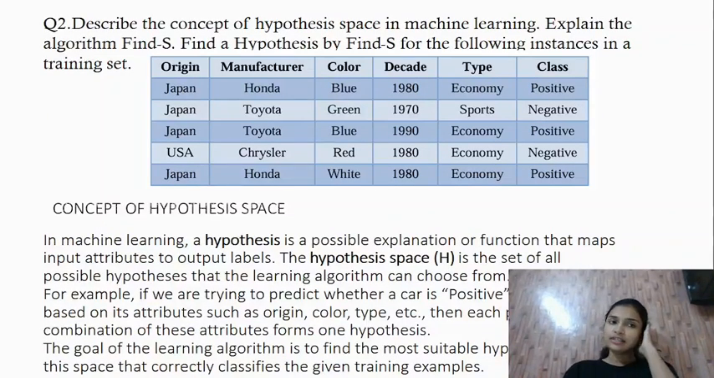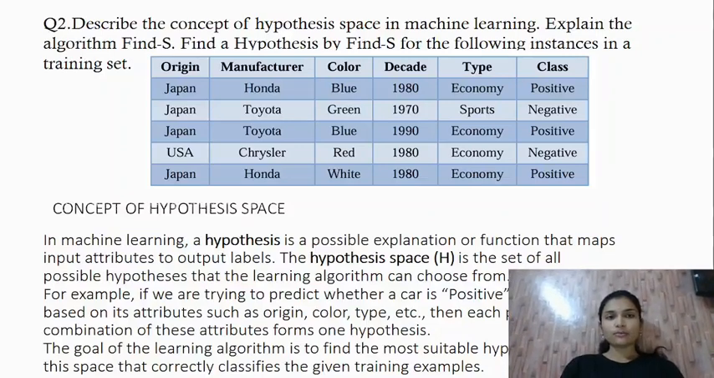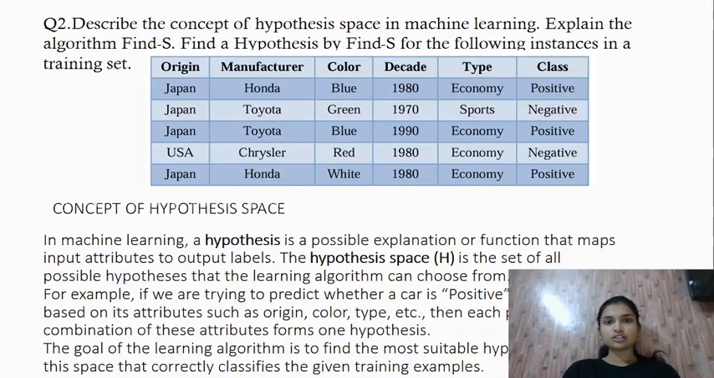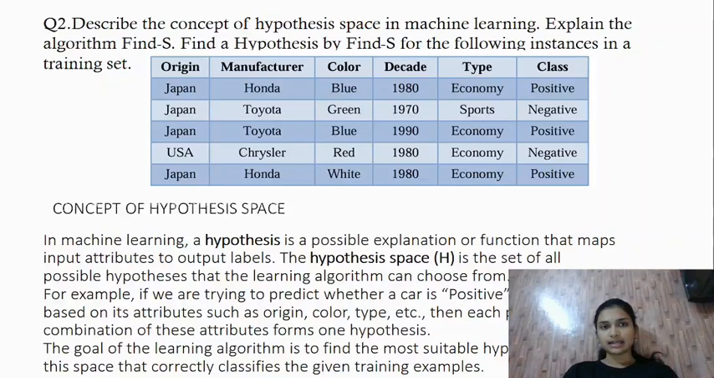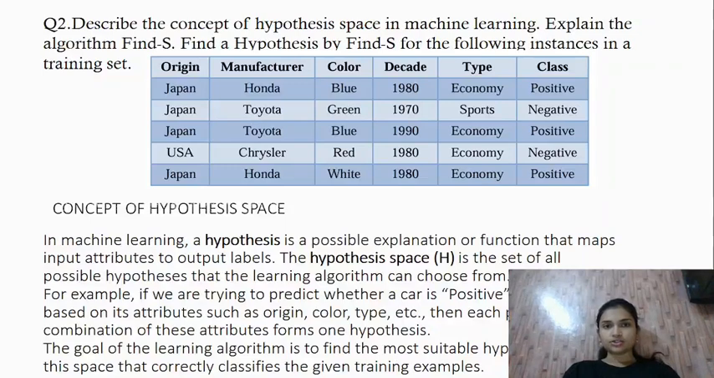Okay, now we will discuss the second question. Describe the concept of hypothesis space in machine learning. Explain the algorithm Find-S. Find a hypothesis by Find-S for the following instances in the training set. Okay, this is the set where we have origin, manufacturer, color, decade, type, and class.